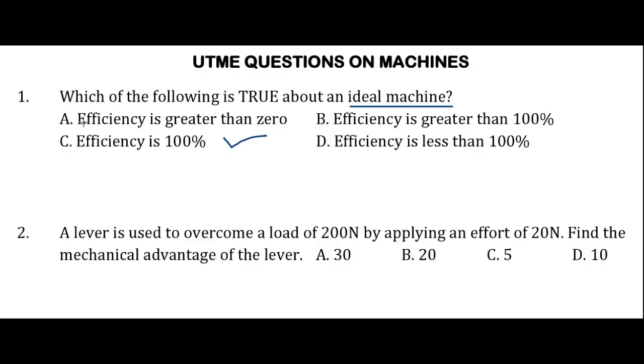Now, efficiency is greater than 0. Of course, technically, it is greater than 0. But the emphasis of this question is that the efficiency of an ideal machine is 100%. Efficiency is less than 100%? No. This is only true for a real-world machine. All right? That's theoretically. Then for B, efficiency is greater than 100. This is impossible. So the answer to question 1 is efficiency is 100%.